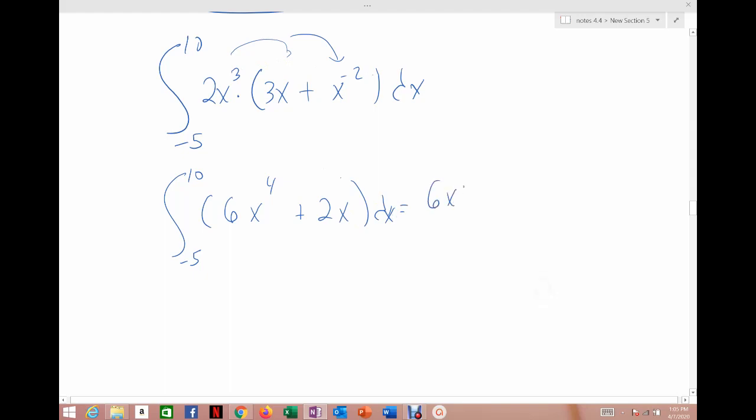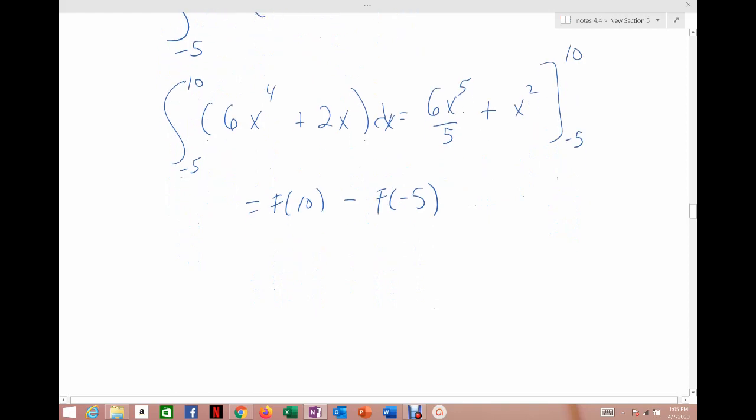So 6x to the 5th divided by 5. The antiderivative of 2x is x squared. I still haven't taken care of my upper and lower values yet, so I bring them along. Now I'm ready to plug in my 10 and my negative 5 into my general antiderivative. I plug those values in, so this is all the work we want to see. When we say we want to solve by hand, these are the steps we're looking for.